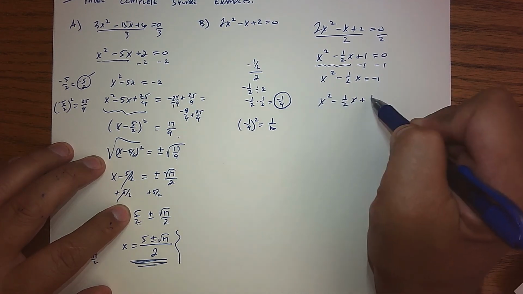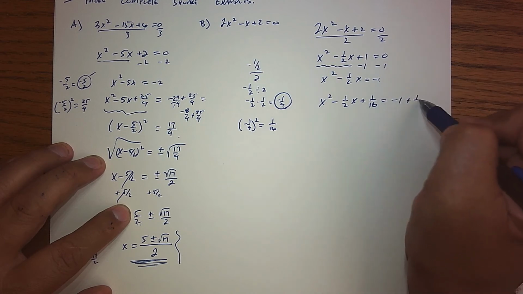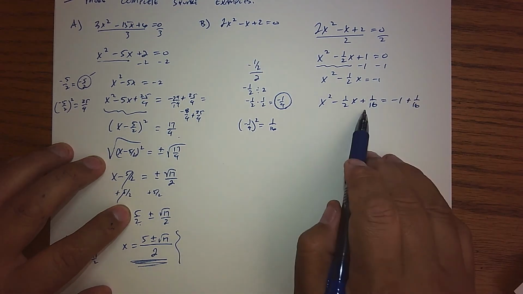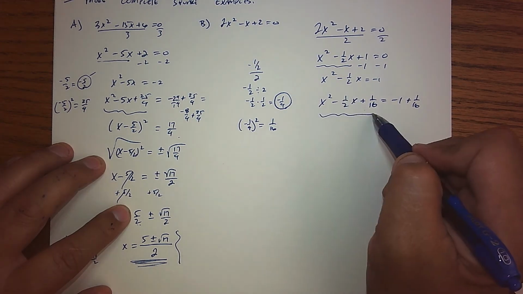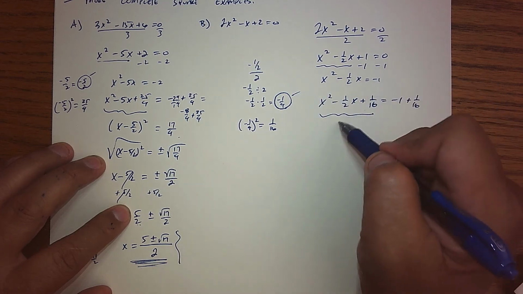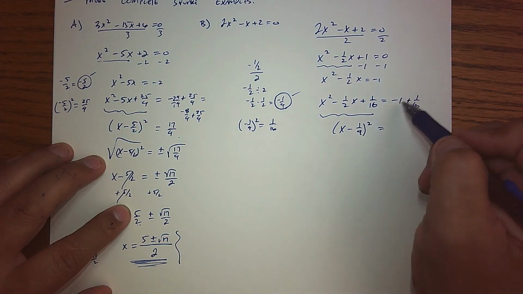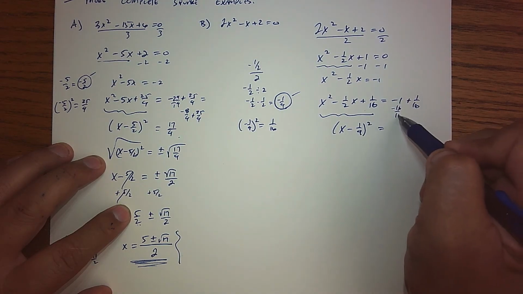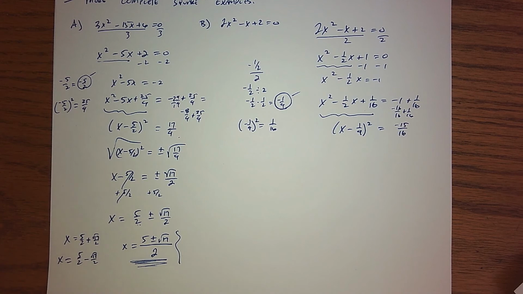So to complete the square, I'm going to add 1/16 to both sides. That completes the square on this side and balances off on the other. This is a perfect square trinomial, very hard to see how it factors, which is why keeping that around is important. So that factors as x minus 1/4 squared. Over here, this is negative 16 over 16 plus 1 over 16, so that's negative 15 over 16.